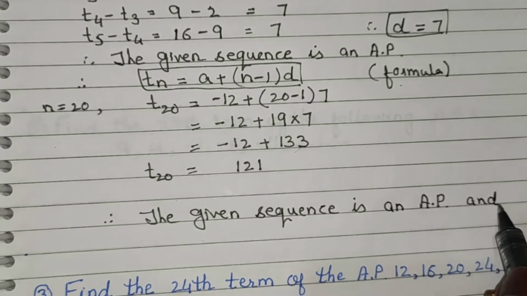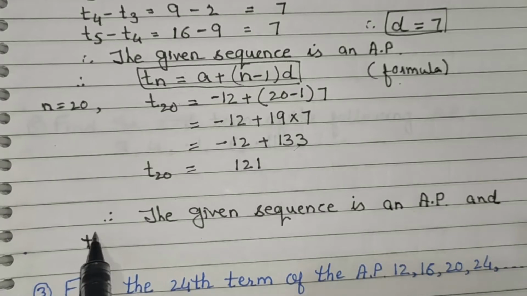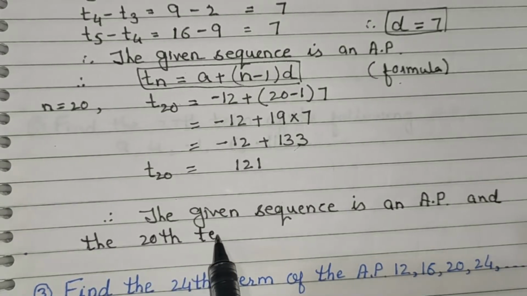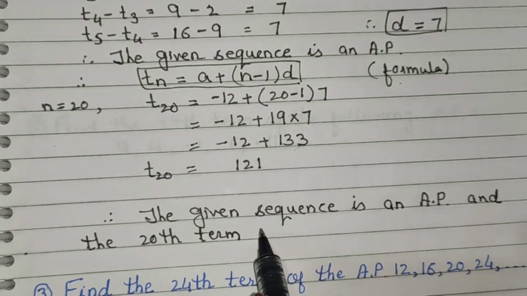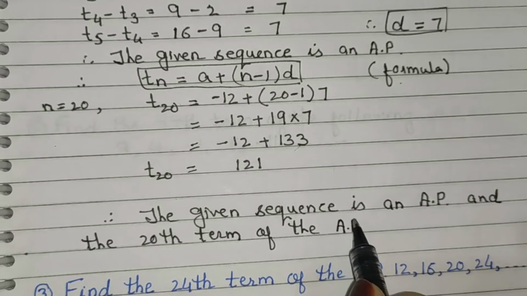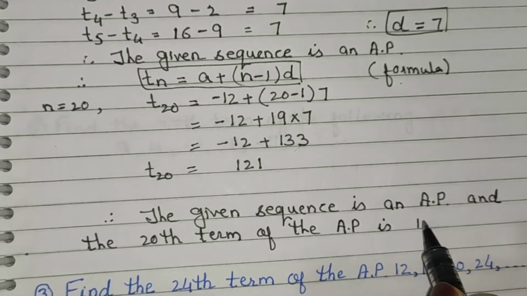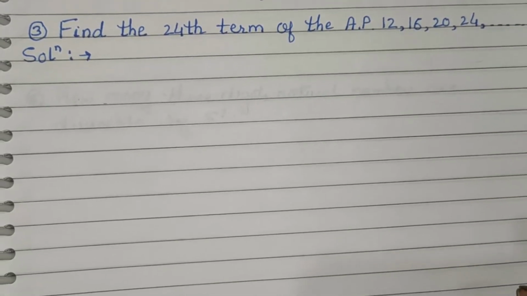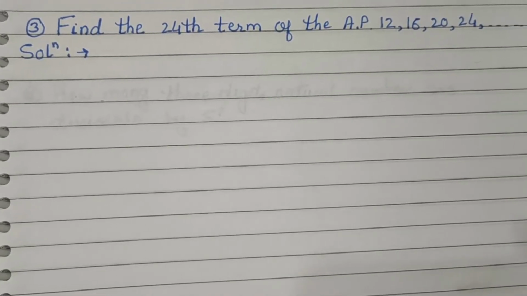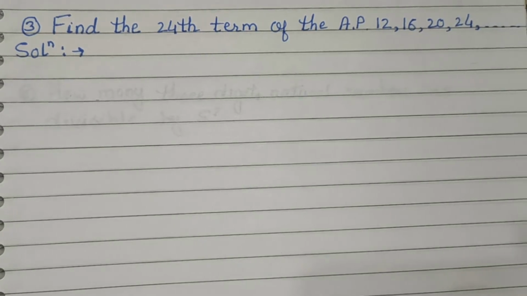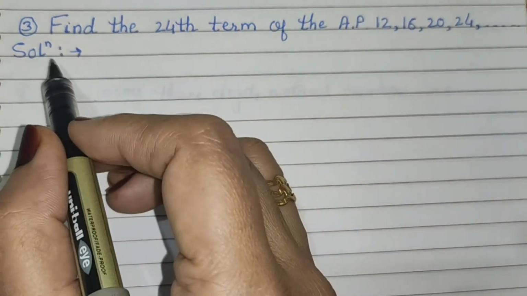And the 20th term of the AP is 121. Next question is find the 24th term of the AP 12, 16, 20 and 24. Now write down the solution here.